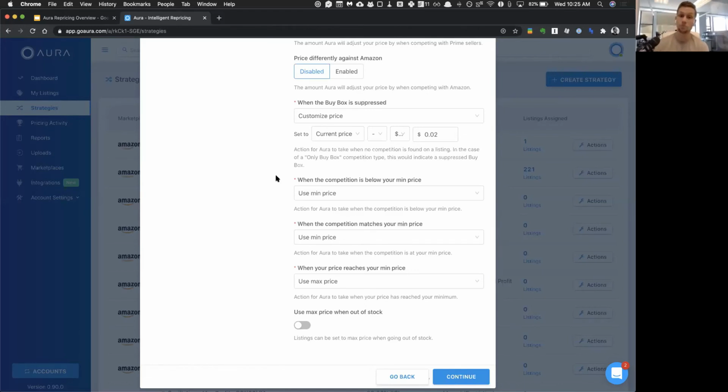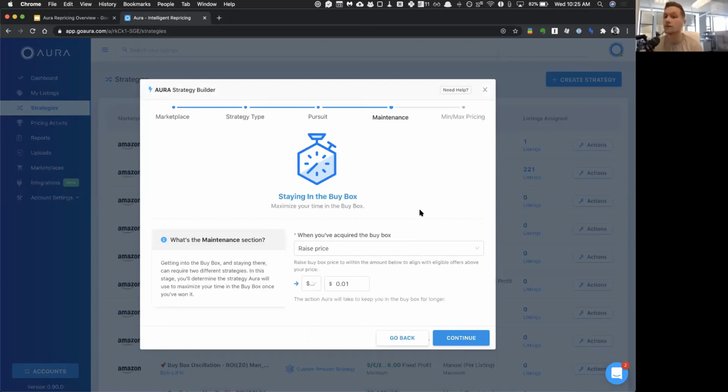And it's going to read when the buy box is below your min price. What I have this set to do, and the one below that is when it matches your min price. So it's either at or below it. Just go to my min price. However, whenever I go to my min price, I'm going to tell Aura to take me to my max price. Again, we're trying to reset this price higher. That way we can oscillate and increase the average profit per unit over time. And that's it, right? Nice and easy. We'll turn on use max price when out of stock, hit continue.